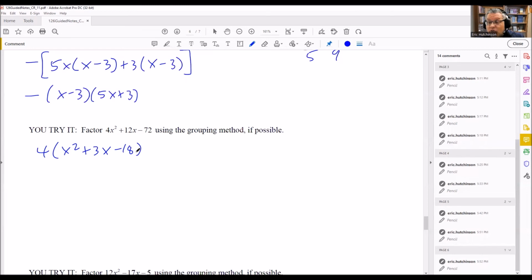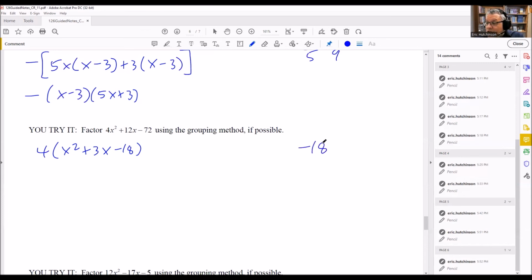Now, the next thing would be to factor this part inside. Now, again, we don't have to use grouping on this problem because there's a 1 in front. The only time you have to use the grouping method like we did up above is if the number in front of the x squared is not a 1. If it's not a 1, then you need to try and use the grouping method for that. But in this case, there's a 1 in front of the x squared, so I will just look for two numbers that multiply to make negative 18, but add to be 3. So let's do that over here.